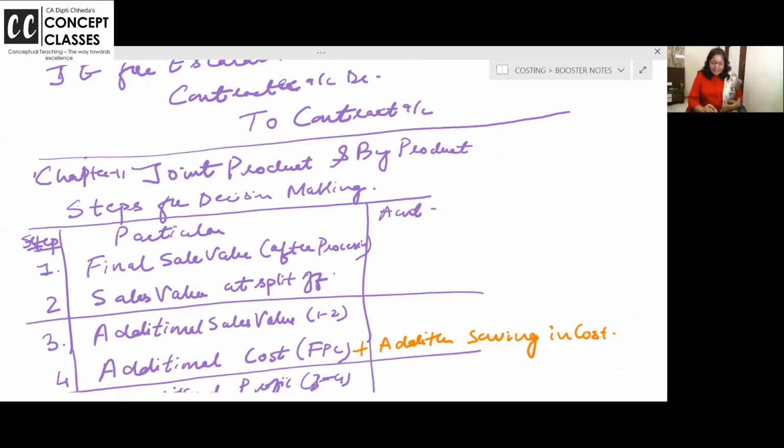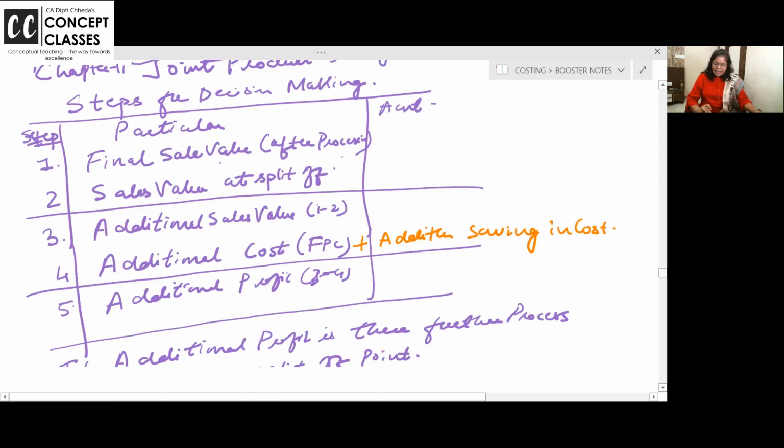Okay. The final sales value after further processing is your first step. What is the final sales value after further processing? Less: what is the sales value at the split off point? If you are further processing A to L, and B to M, what is the final sales value and what is the sales value at the split off point? Is there any additional sales value? Take it. Less: additional cost.